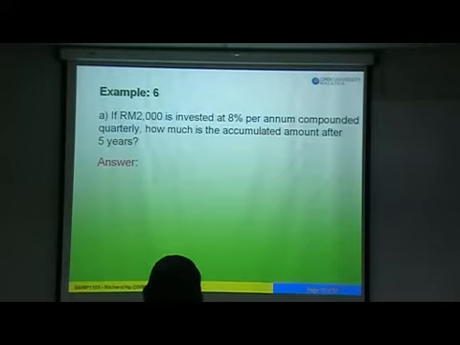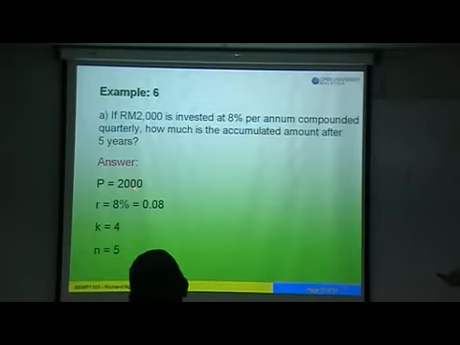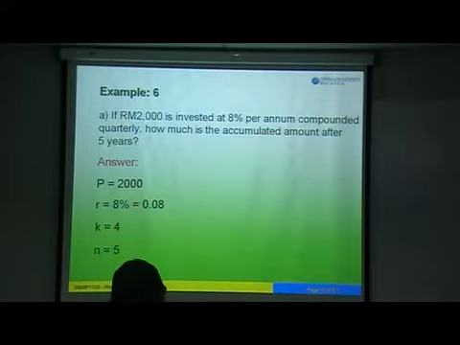So what you do is, you write down what are the things given first. For example, you are given P equals 2,000. Okay, already know. Principal is 2,000. The interest rate 8% per annum, that means 8%, you divide by 100, you get 0.08. Correct? And k equals 4. Why 4? Because compounded quarterly. Understand? And then how much is the accumulated after 5 years? That means n equals 5.